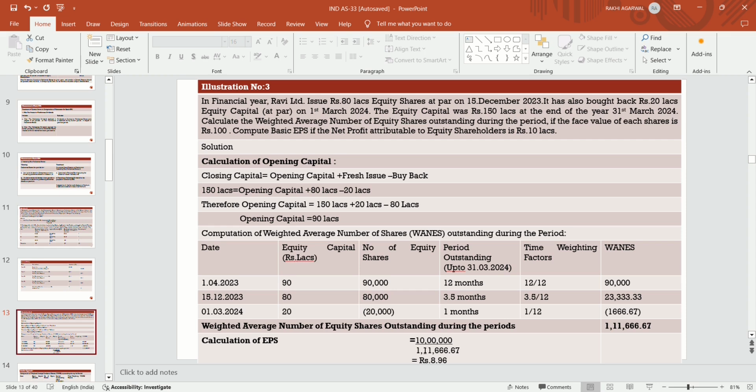Total weighted average number of equity shares after giving the time weighting factor, the weighted average number of equity shares outstanding during the period, becomes 1,11,666.67. Now we will calculate the EPS. The net profit attributable to the equity shareholders is 10 lakhs. Calculation of EPS: 10 lakhs divided by 1,11,666.67, so it becomes 8.96. In this way, we calculate the weighted average number of shares by giving the time weight factor on the number of shares held by the entity.